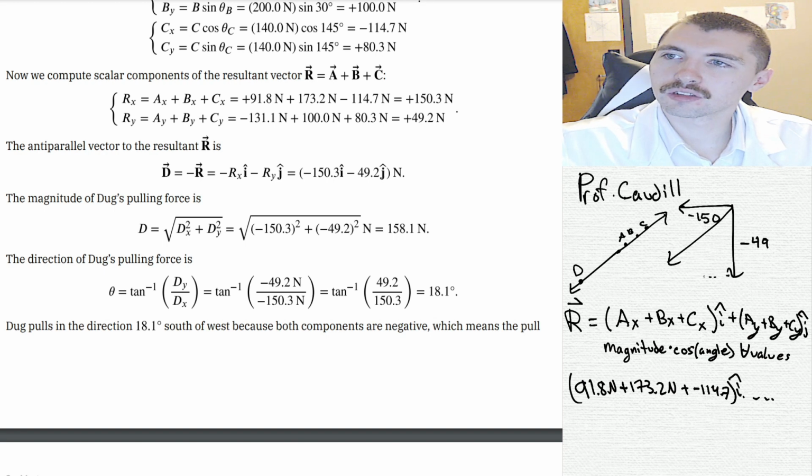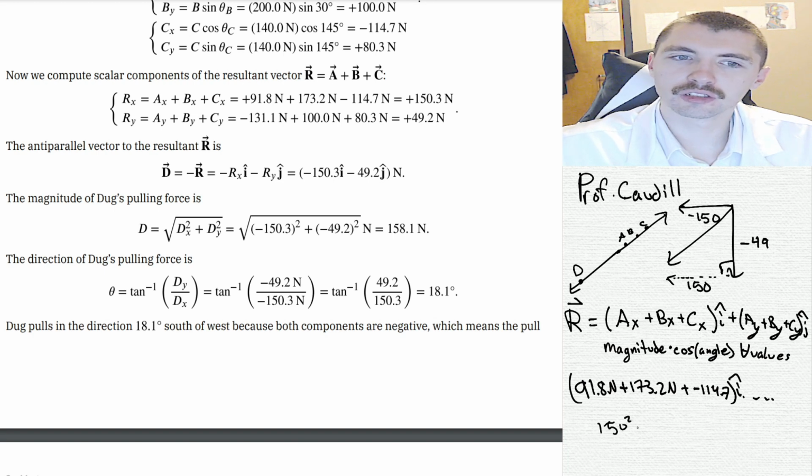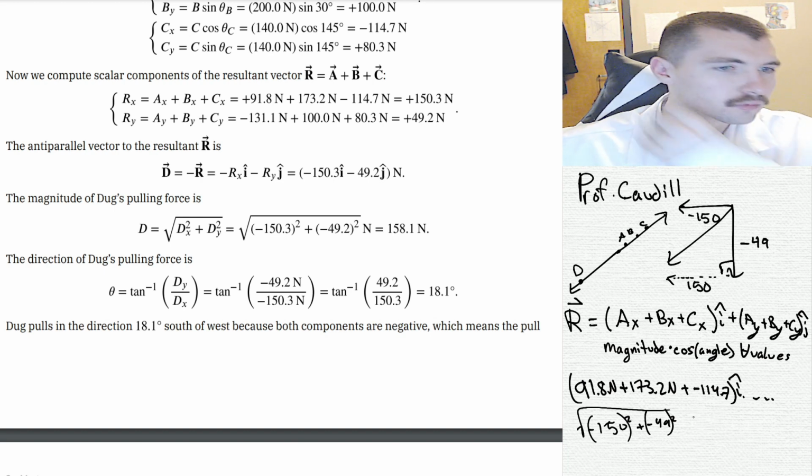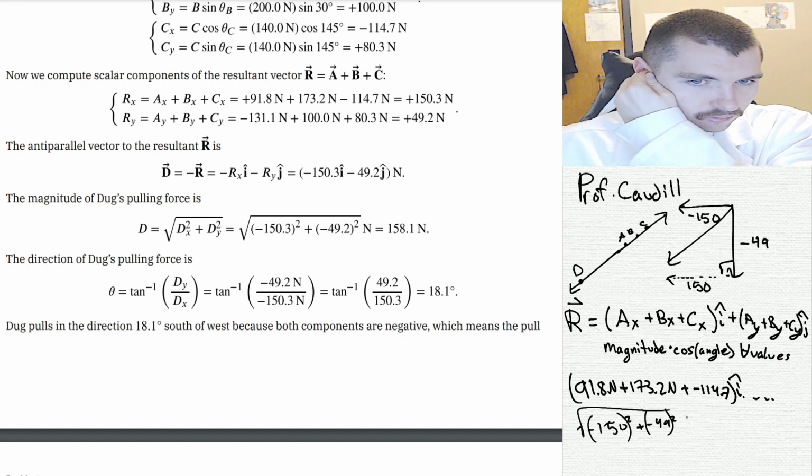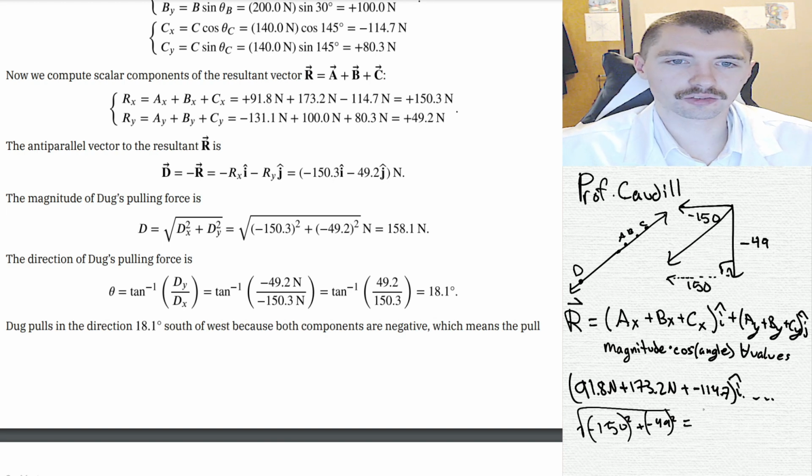This, we can drop it down. This forms a right angle. We can add Pythagoras theorem. So 150 squared plus negative 49 squared is 158.